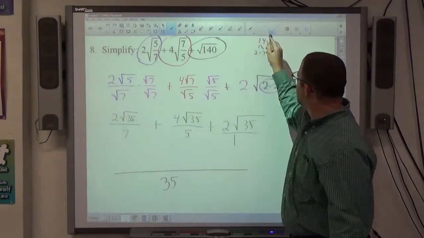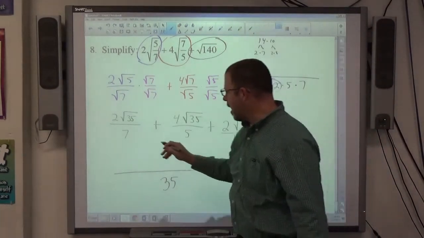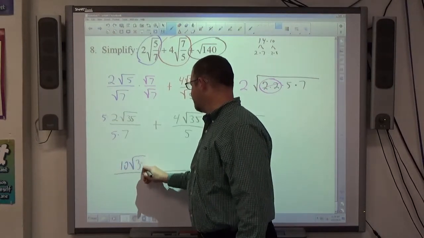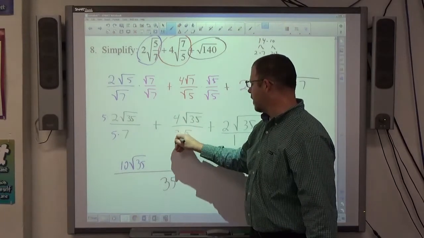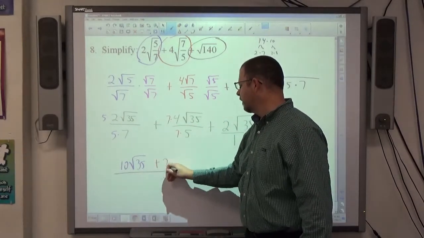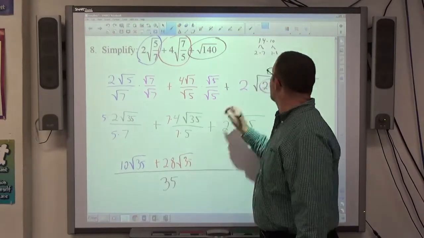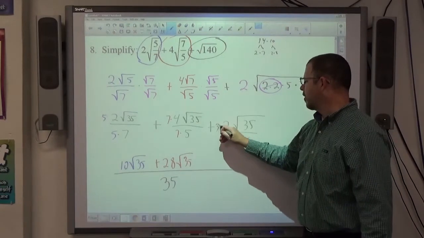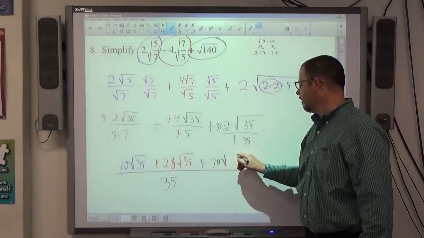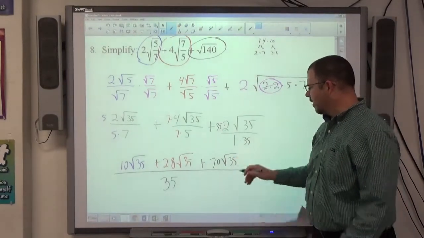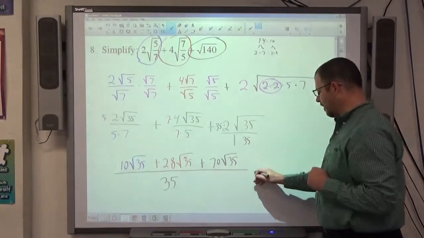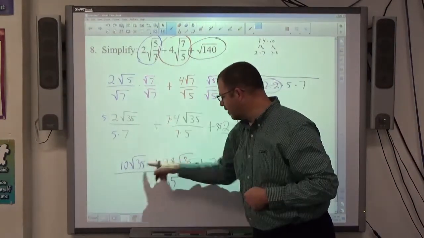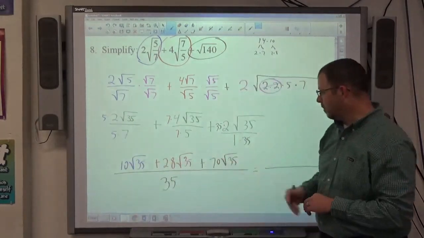And in each case, I simply have to ask myself, what do I need to do to make that common denominator happen? So times 5 on this one, times 5 on top, that gives me 10 times the square root of 35. The second one, times 7 makes 35, times 7 on top is a consequence, 28 times the square root of 35. The final one, 1 has to be multiplied by 35, so 2 has to be multiplied by 35. That makes 70 times the square root of 35. And once I get everything, something times the square root of 35 over 35, then I simply have to add the top stuff together. It's all pluses, so everything's being added. 10 plus 28 is 38, plus 70 is 108.